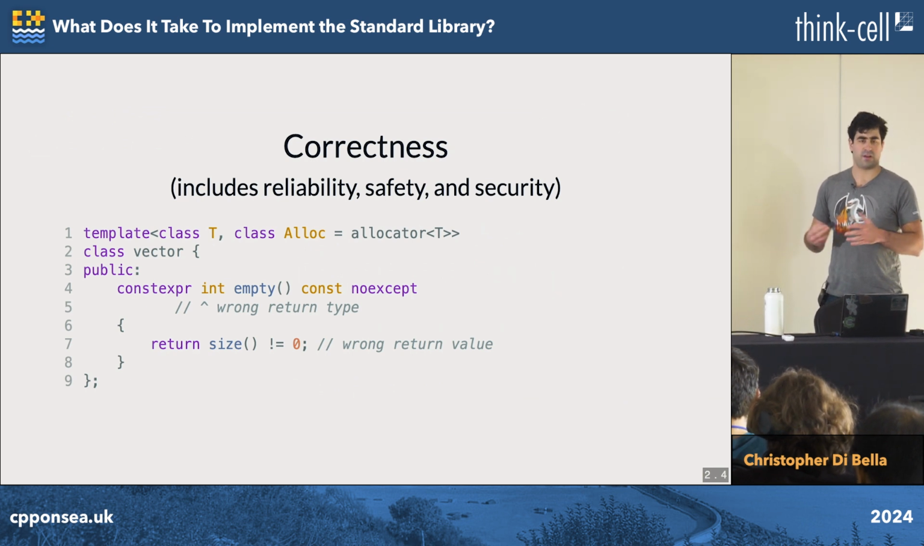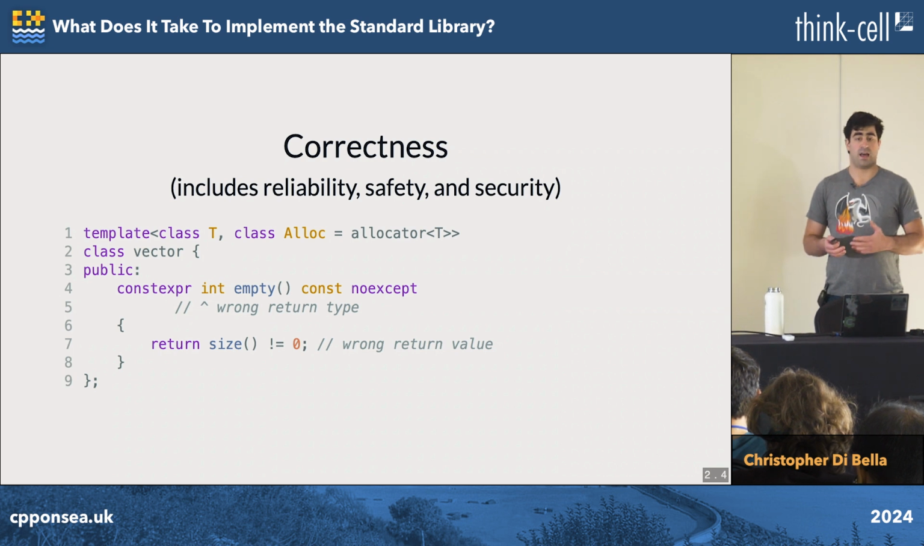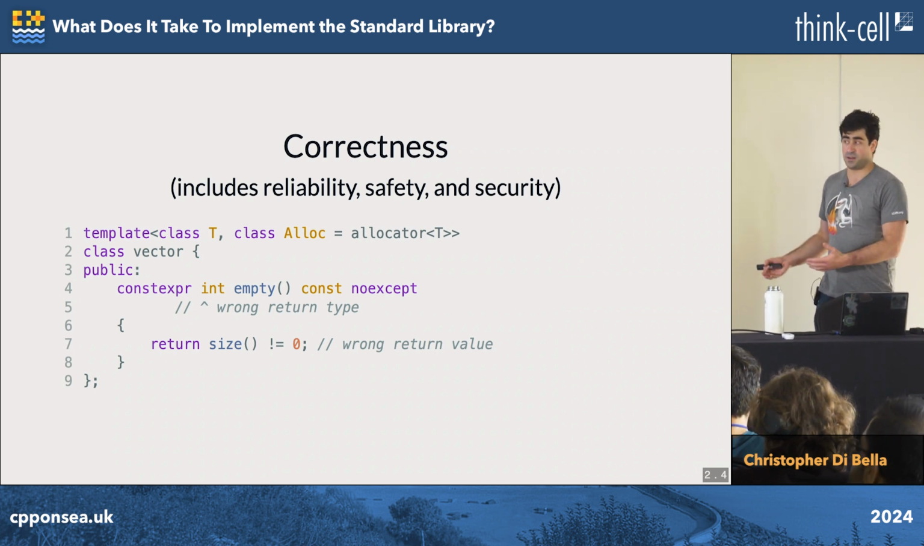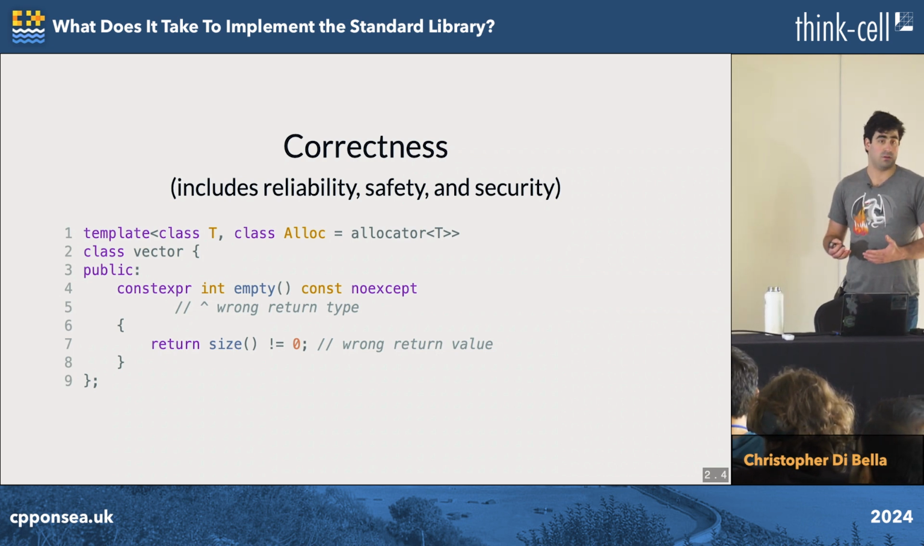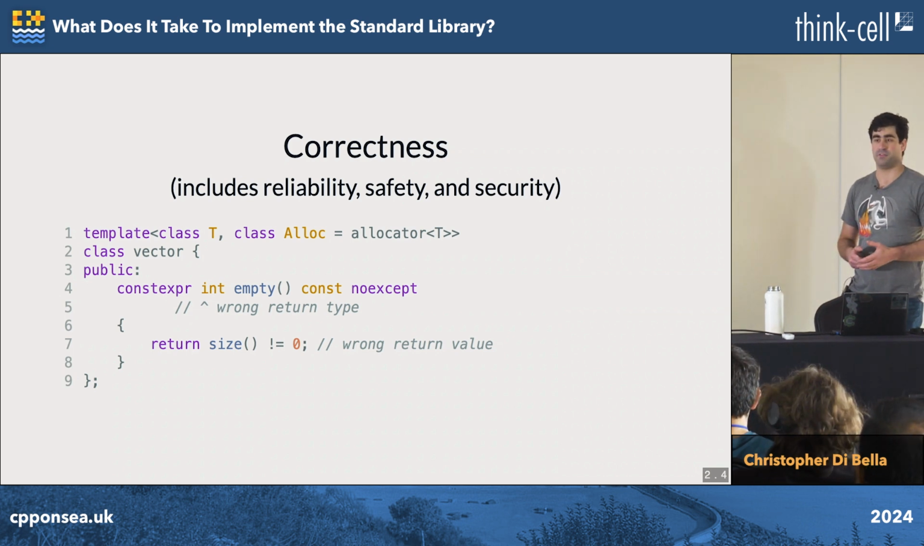And correctness comes in two flavors, the first of which is ensuring that the interface that is being described in the standard is actually doing what it is that the standard says it's doing. It would be kind of bad if the empty function returned a value other than true when a vector is empty, and a value other than false when it has elements. So that is the first form of correctness. We need to make sure that our APIs are correct.